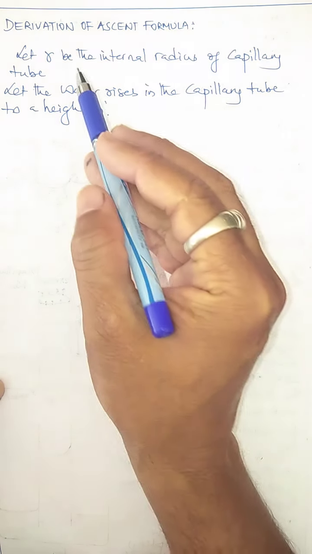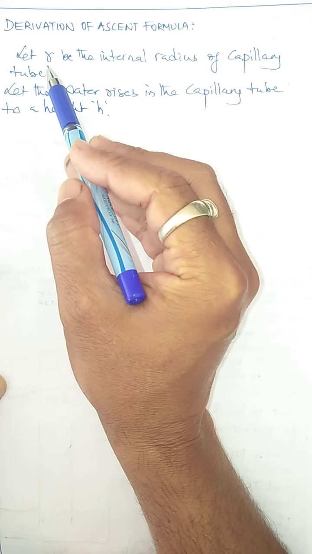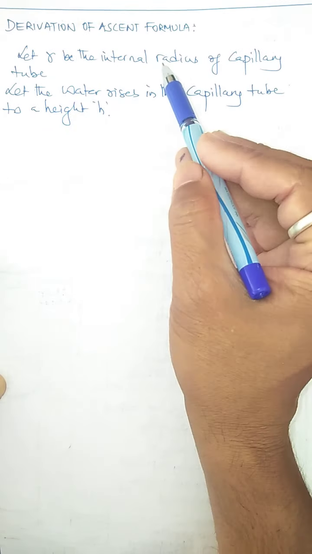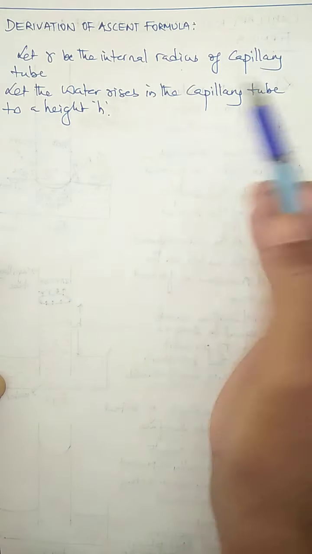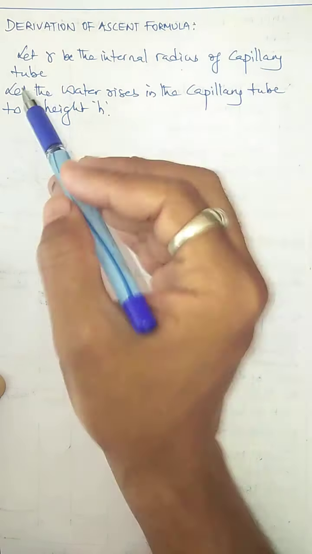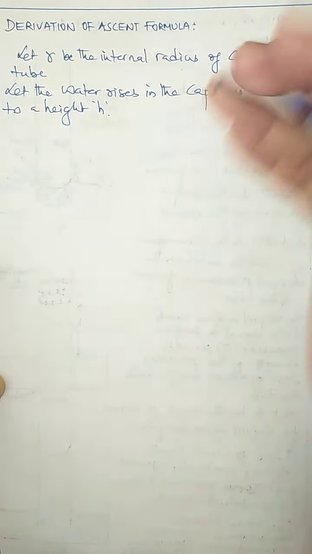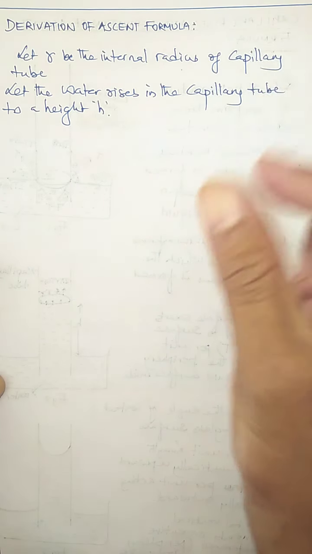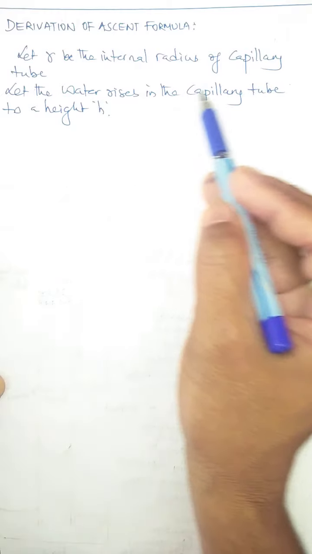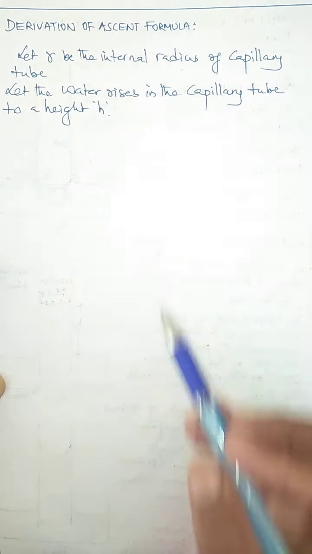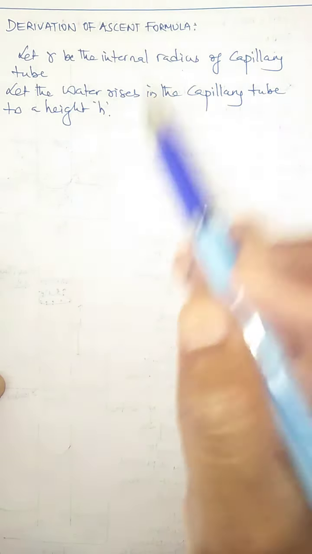Children, I have already made the assumption here that small letter r is the symbol I am using for the internal radius of the capillary tube. Sorry, it's not resistance, this is the internal radius of the capillary tube. Once this tube is dipped into the liquid, like water, the water rises in the capillary tube to a height h, as we have already seen in the diagram.